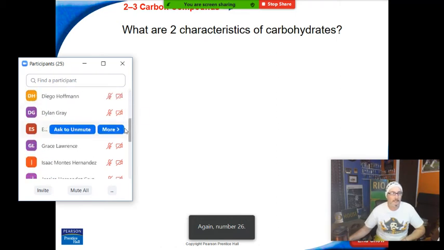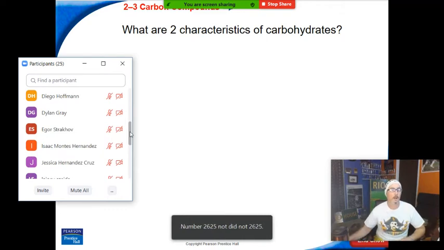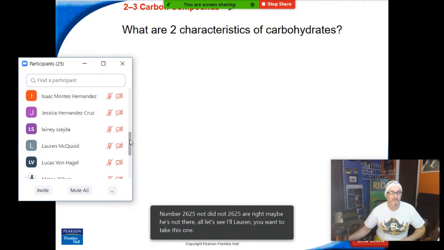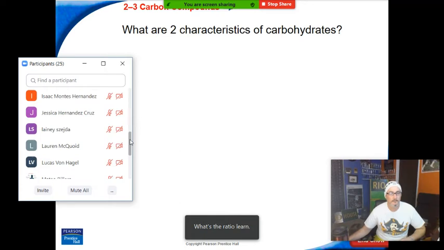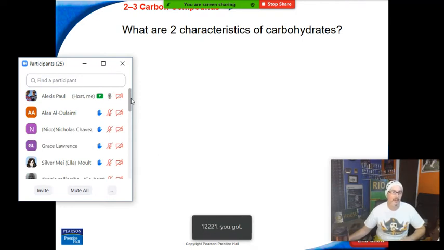Good. Let's see. Isaac, can you tell me what ratio these atoms are found in? Isaac? Montes? Hernandez? You there? Number 26. 25. Not 26. 25. All right. Maybe he's not there. Let's see. Lauren, you want to take this one? What's the ratio, Lauren? 1 to 2 to 1. You got it. And we're talking carbon, hydrogen to oxygen.